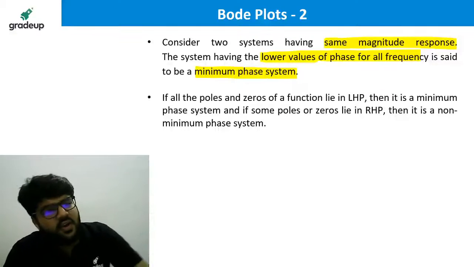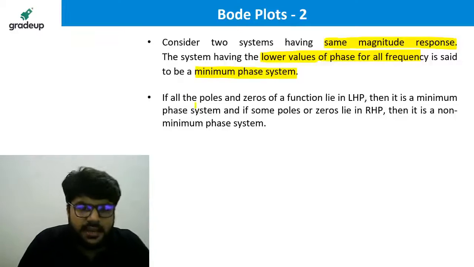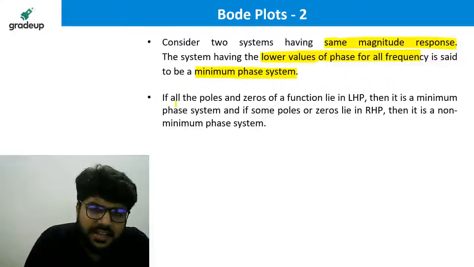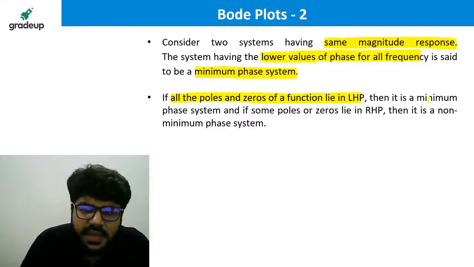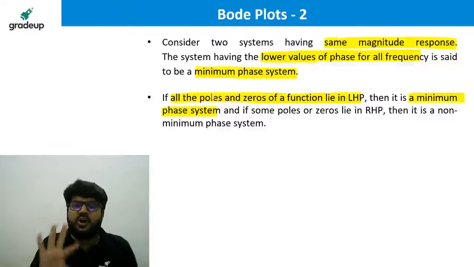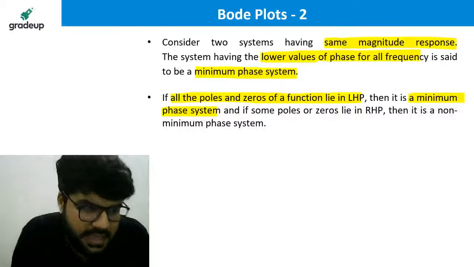Now, Nihar, overall stability of the function depends on the poles of the system, not the zeros. That is why I didn't take the pole in the RHP. So if all the poles and zeros of a function are in LHP, then it is a minimum phase function. And if some poles or zeros, whatever, are in the RHP, then it is a non-minimum phase system.